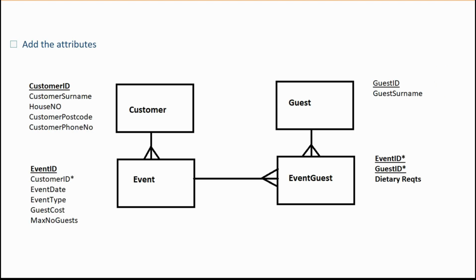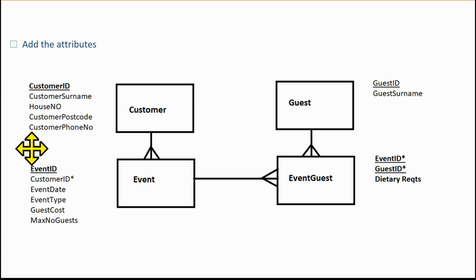The next stage of our design of our ERD is to add the attributes. Here we have our ERD. And what I've done is taken each attribute and decided which primary key it belongs with, which primary key it is dependent on. So we've got customer ID as a primary key, the customer name is dependent on that customer ID, the house number, the postcode and the phone number are all dependent on that customer ID, because for each customer those are the attributes that make up that customer.